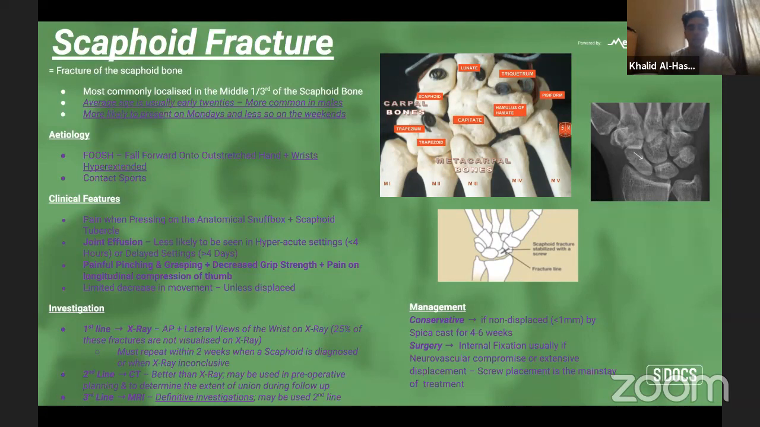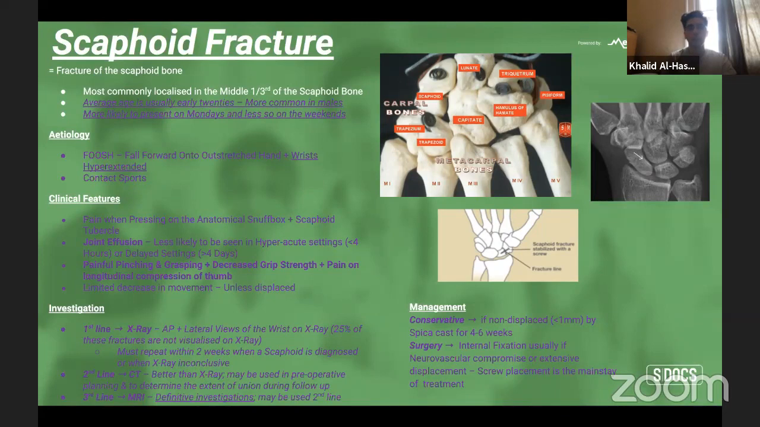The investigations. The first line, as usual, is an X-ray. As mentioned prior, we tend to opt for AP and lateral views of the wrist on the X-ray. 25% of these fractures cannot actually be visualized on X-ray, so we must repeat it within 2 weeks when a scaphoid fracture is suspected or when the X-ray is inconclusive.